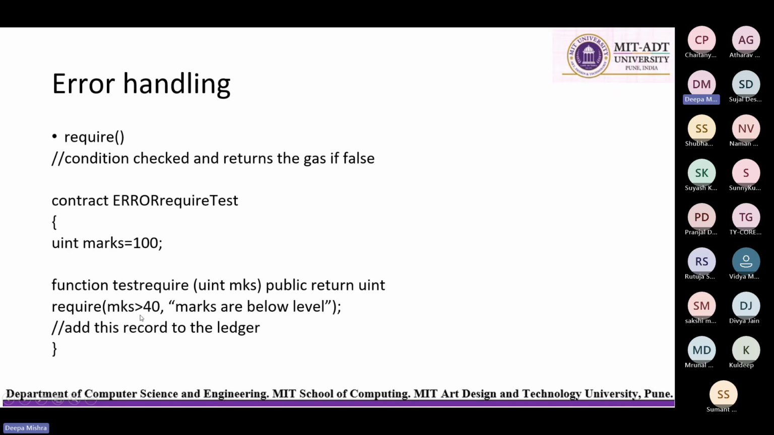If this condition is met or it is true, then only the rest of the code written inside the test require function would be executed. Otherwise, it would revert back and the rest of the function code won't be executed. It will just display an error message saying that the marks are below a certain level. So if the condition fails with require, it will print this error message and it will return the gas fees also, which was utilized for calling the function.